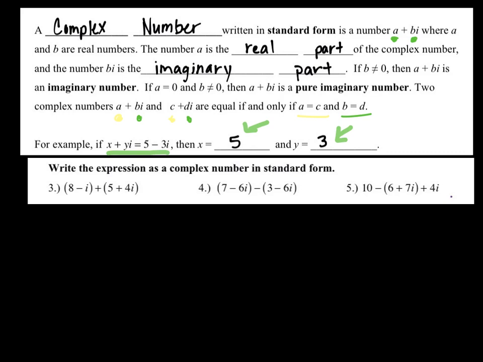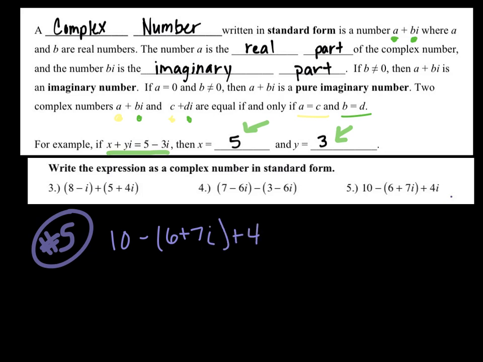So it says, write the expression as a complex number in standard form. So that means a single real part and a single imaginary part together. So let's look at number 5. It says 10 minus 6 plus 7i plus 4i.